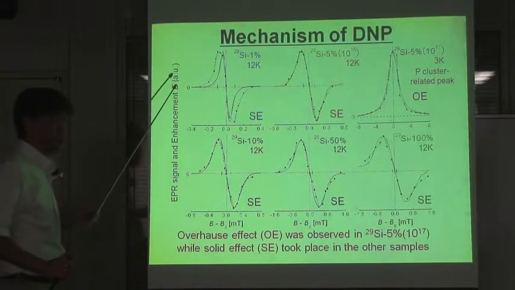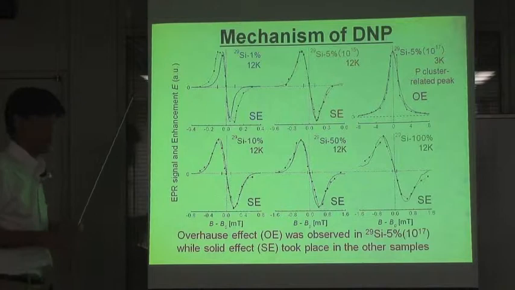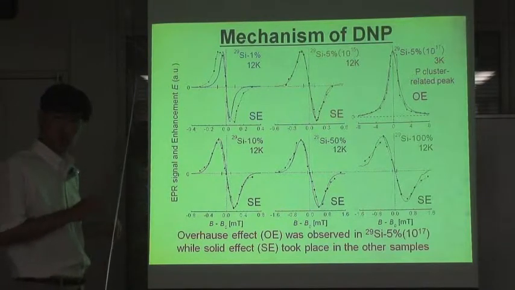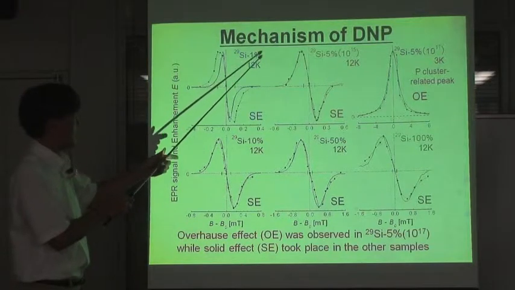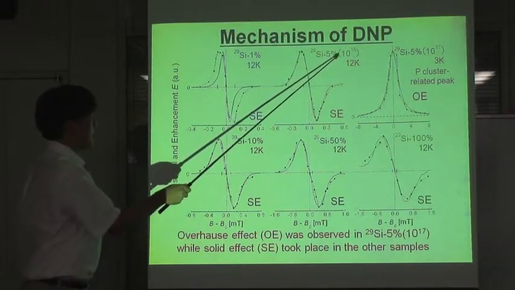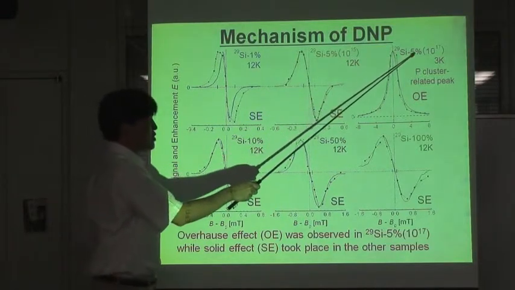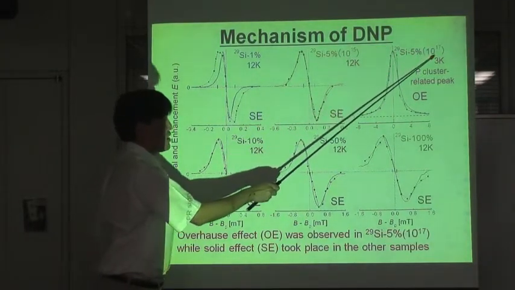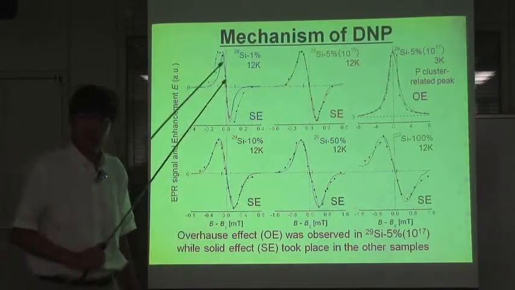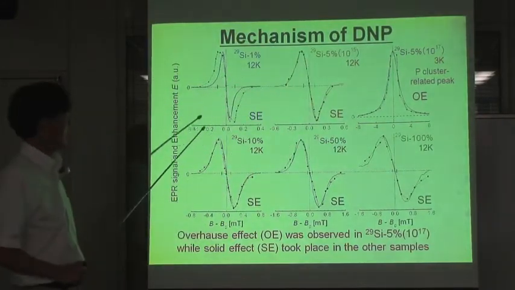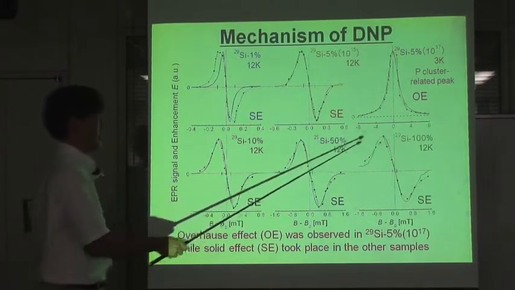So here, this is just a summary of results Hiroshi obtained. It's a complicated figure, so I'm going to explain step by step. This is the 29 silicon 1% sample. This is the 5% sample with 10 to the 15 phosphorus. This is again natural silicon, 5% 29 with 10 to the 17, 2 orders of magnitude more phosphorus than this one. Okay? And then we have 10%, 50%, 100% 29 silicon.